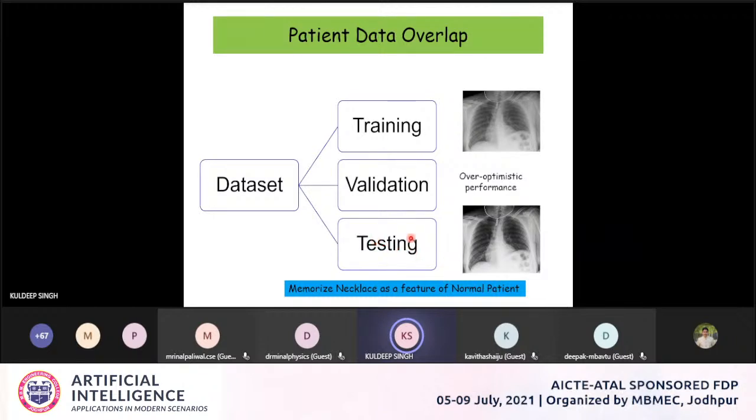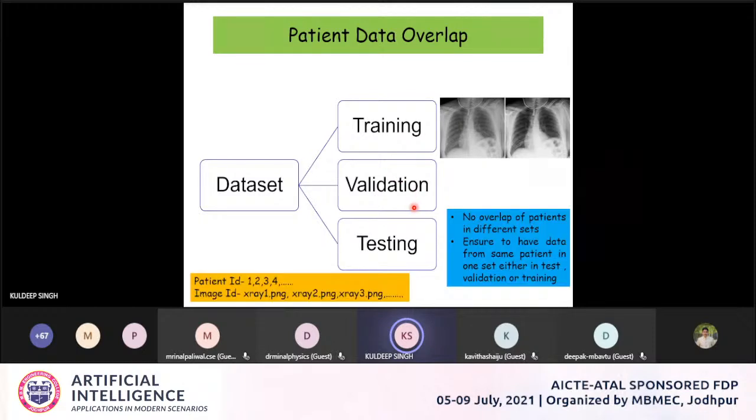So now, while testing this model, whether this belongs to the normal or the COVID-19 category, if the patient is wearing that same necklace, this model will detect this chest X-ray as normal. So that's the problem of patient data overlap. And what is the solution? There should be no overlap of patients in different data sets. Ensure to have data from the same patient in one set, either in test or validation or training.